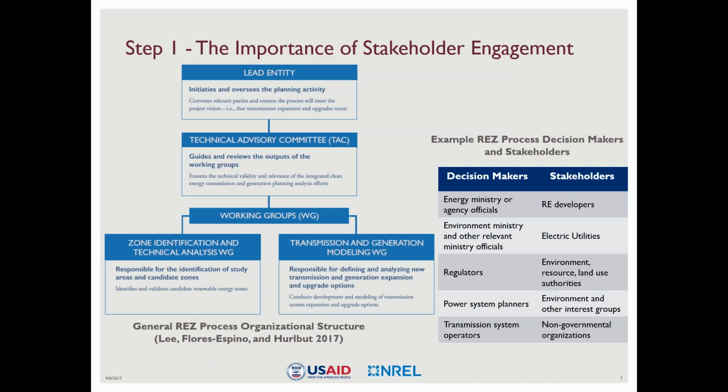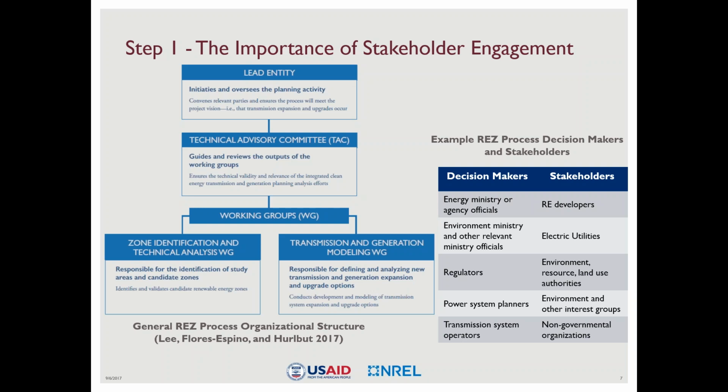So in this step, stakeholder engagement is very important to the REZ process. And on the left here, we see a general REZ process organizational structure with a lead entity at the top that initiates and oversees the planning activity, followed by a technical advisory committee, which is a group that guides and reviews the technical work and outputs of the two working groups. And two working groups are shown here. Of course, this could be adapted to each specific context.